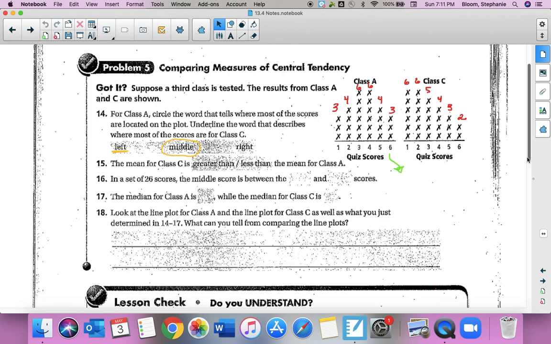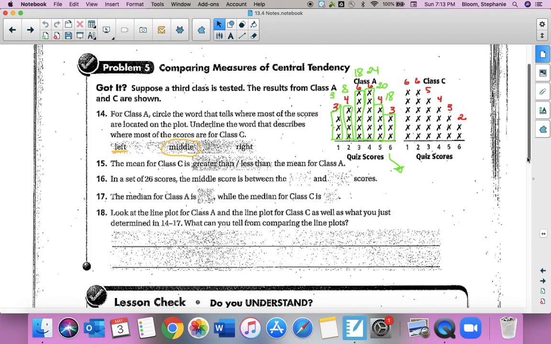If you were finding the mean of this, remember, you would add up all of this together. For example, 1 times 3, 1 plus 1 plus 1 would be 3. 2 times 4 would be an 8 because 2 occurred 4 times. 3 occurred 6 times, that's an 18. 4 occurred 6 times, that's a 24. 5 occurred 4 times, that's 20. 6 occurred 3 times, that's 18.